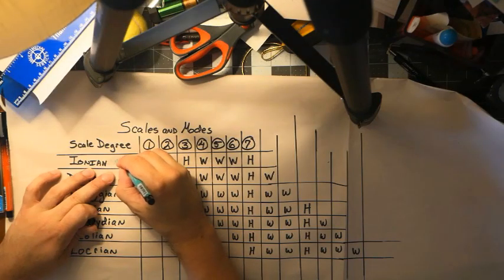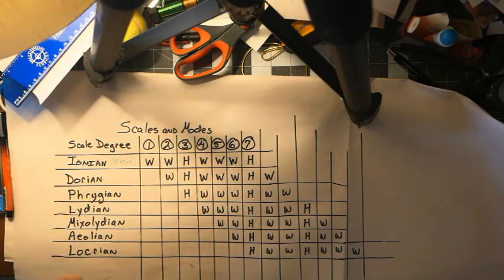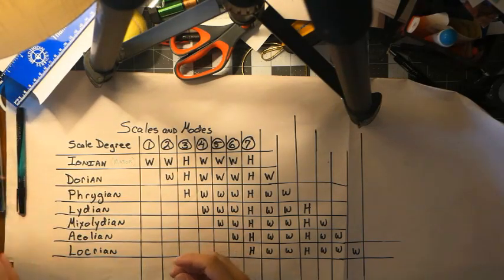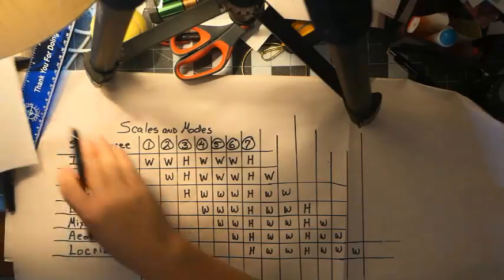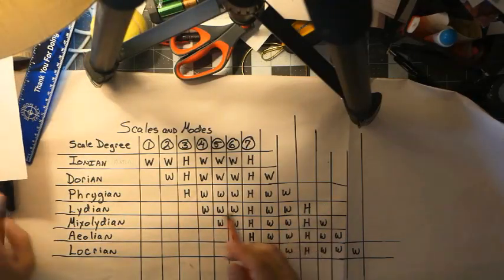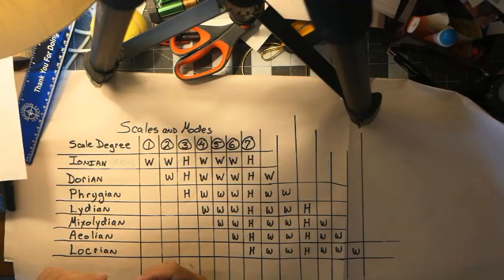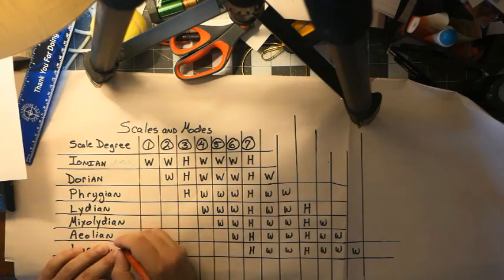And you'll notice that the Ionian mode is what we know as the major scale. And if you follow the pattern carefully, you'll also notice that the minor scale is built in to the Aeolian mode.